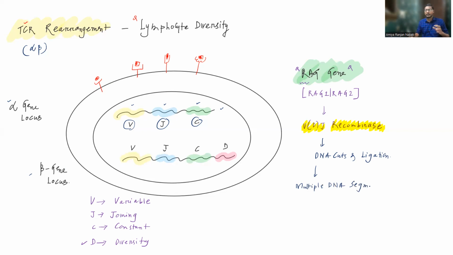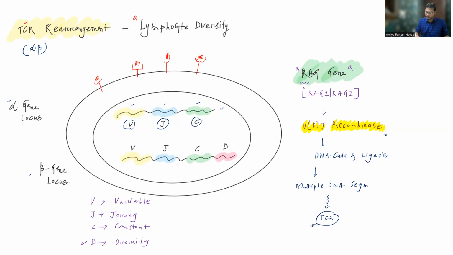Okay, they will produce multiple diverse DNA segments, and these DNA segments can be transcribed and ultimately form the T cell receptor. Because of this recombinase, there will be multiple cuts at multiple sites and ligation of multiple segments. That will cause diverse types of DNA segment formation, which will ultimately cause diverse T cell receptor production.